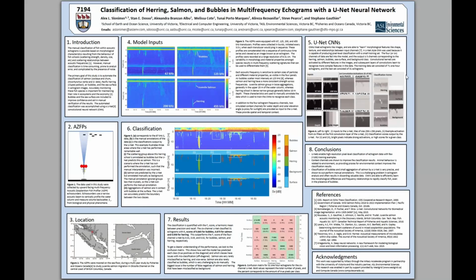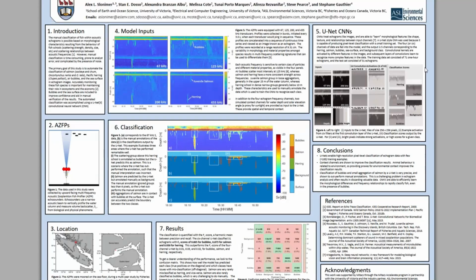Overall, on a test set of 31 echograms, the UNet was able to achieve F1 scores of 86% for bubbles, 87% for salmon, and 93% for herring. So this work has demonstrated that UNets are able to be trained with very little training data, and that the pixel level classification of echograms is efficient and very accurate.